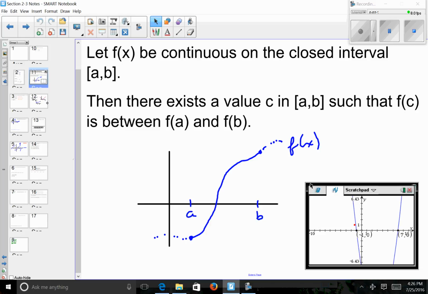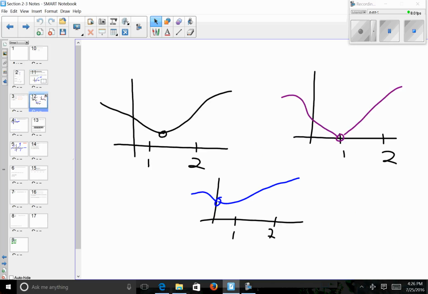Now, we have to practice two things with this. First, before we practice actually the conclusion, we have to practice the hypothesis. In that, here I have three different examples of functions, and I want to know just does the IVT apply?